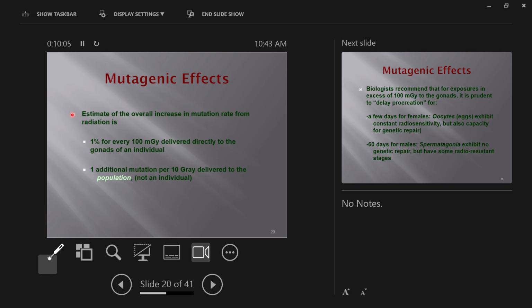It's estimated that mutagenic effects, these mutations to the gametes in the ova or sperm, sorry, the testes or ovaries of the organisms, it's expected that a 1% increase in mutations occurs for every 100 milligray delivered directly to the gonads of that individual. One additional mutation for every 10 gray delivered to a population, not a single individual.